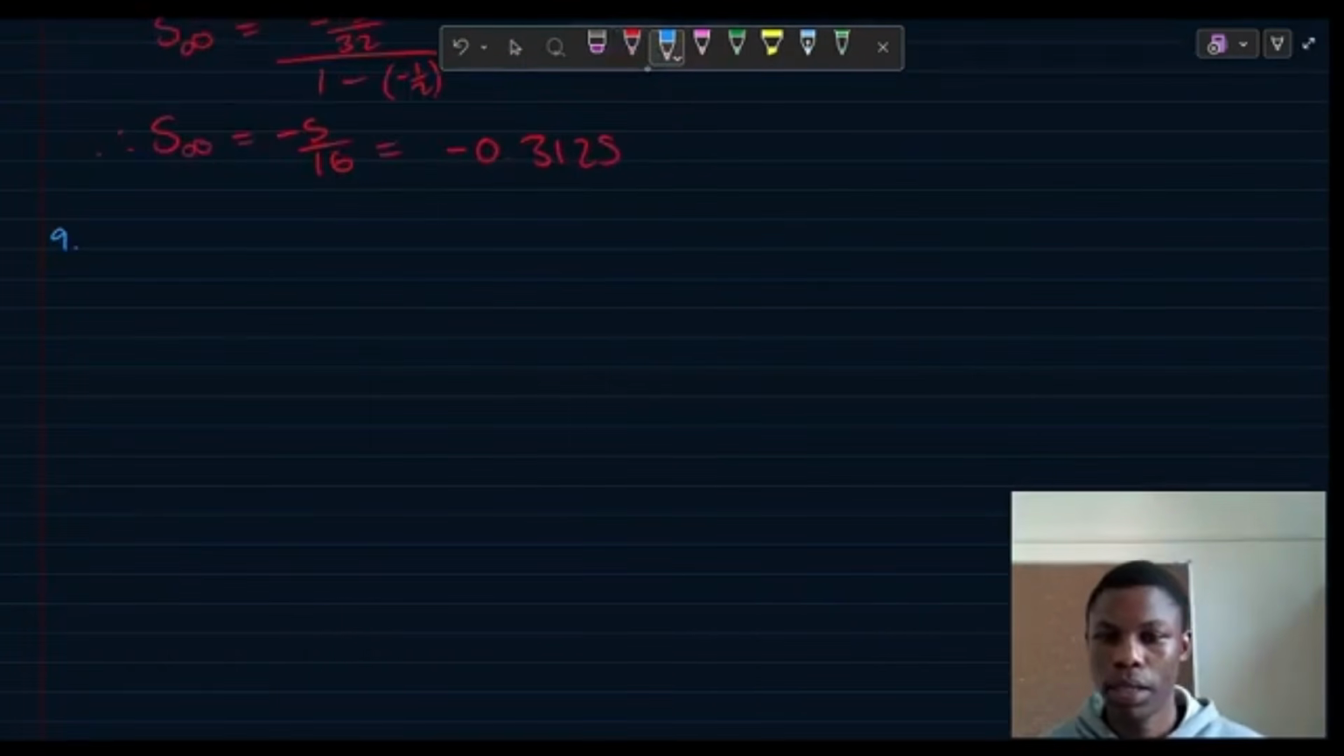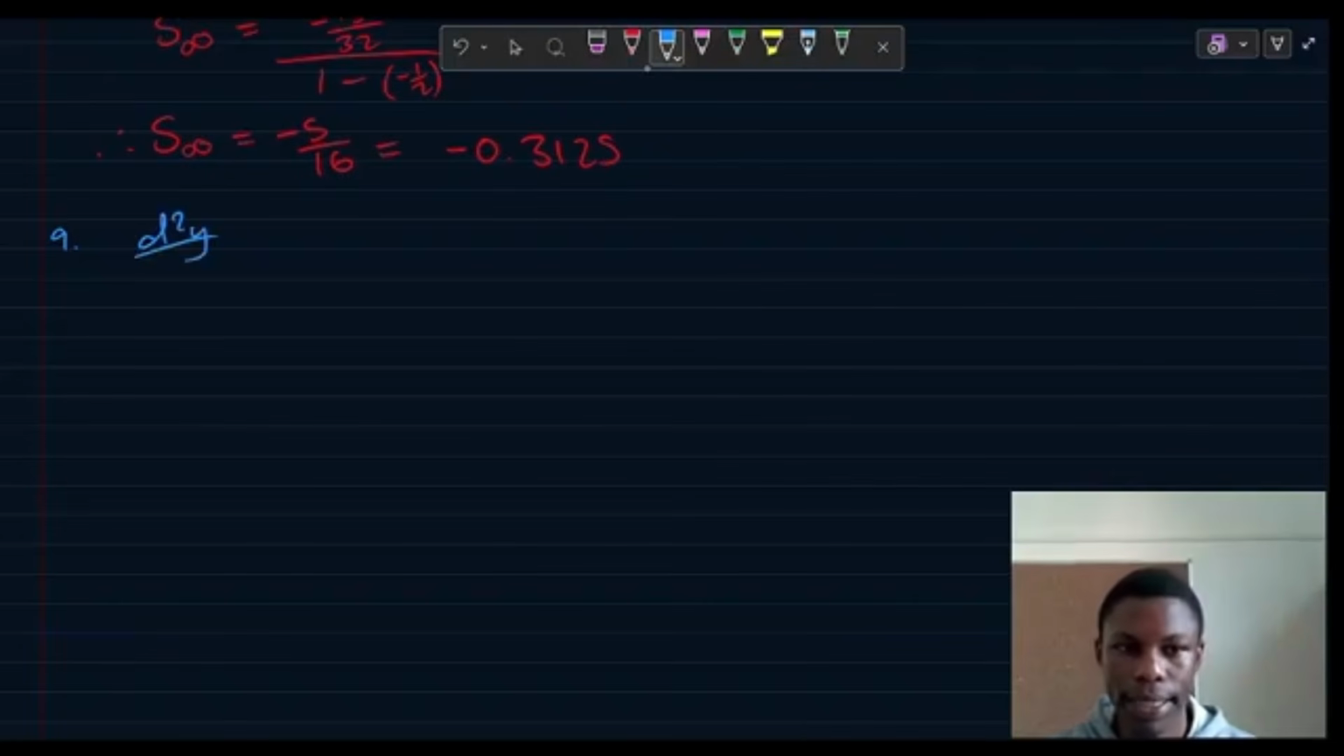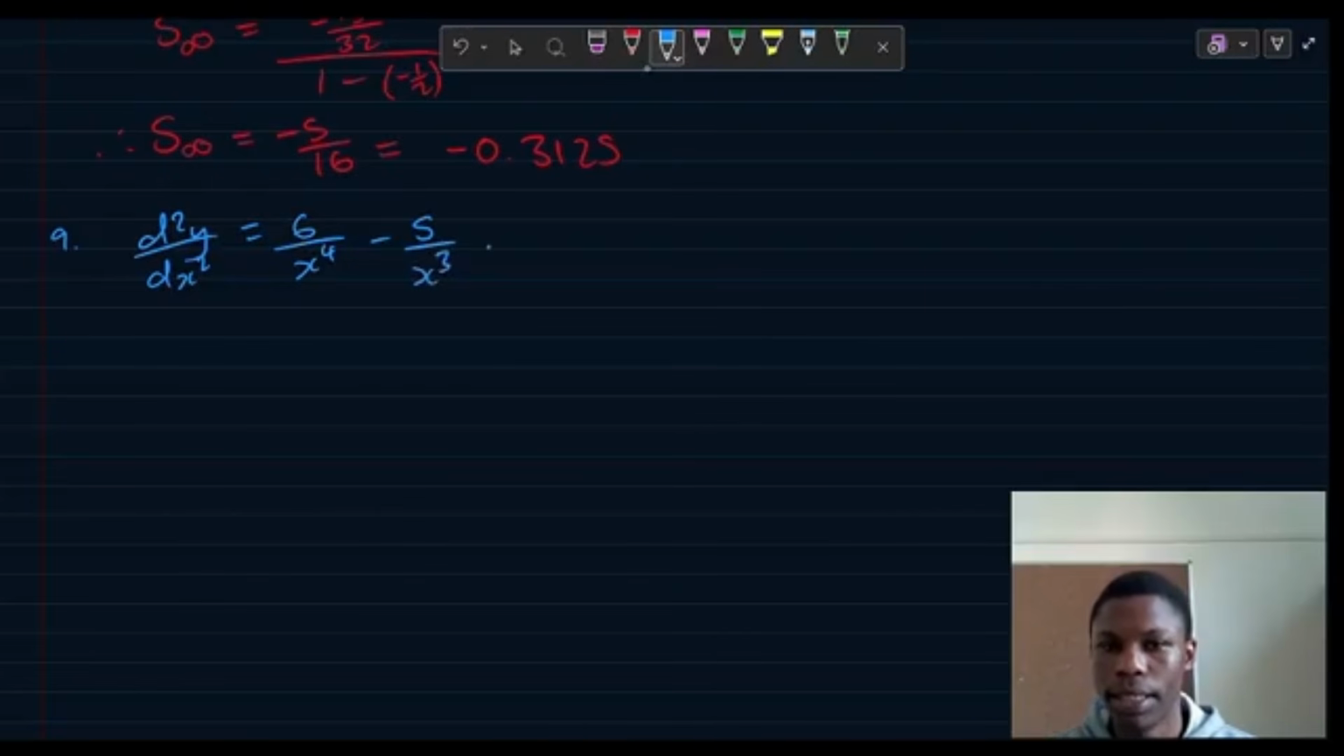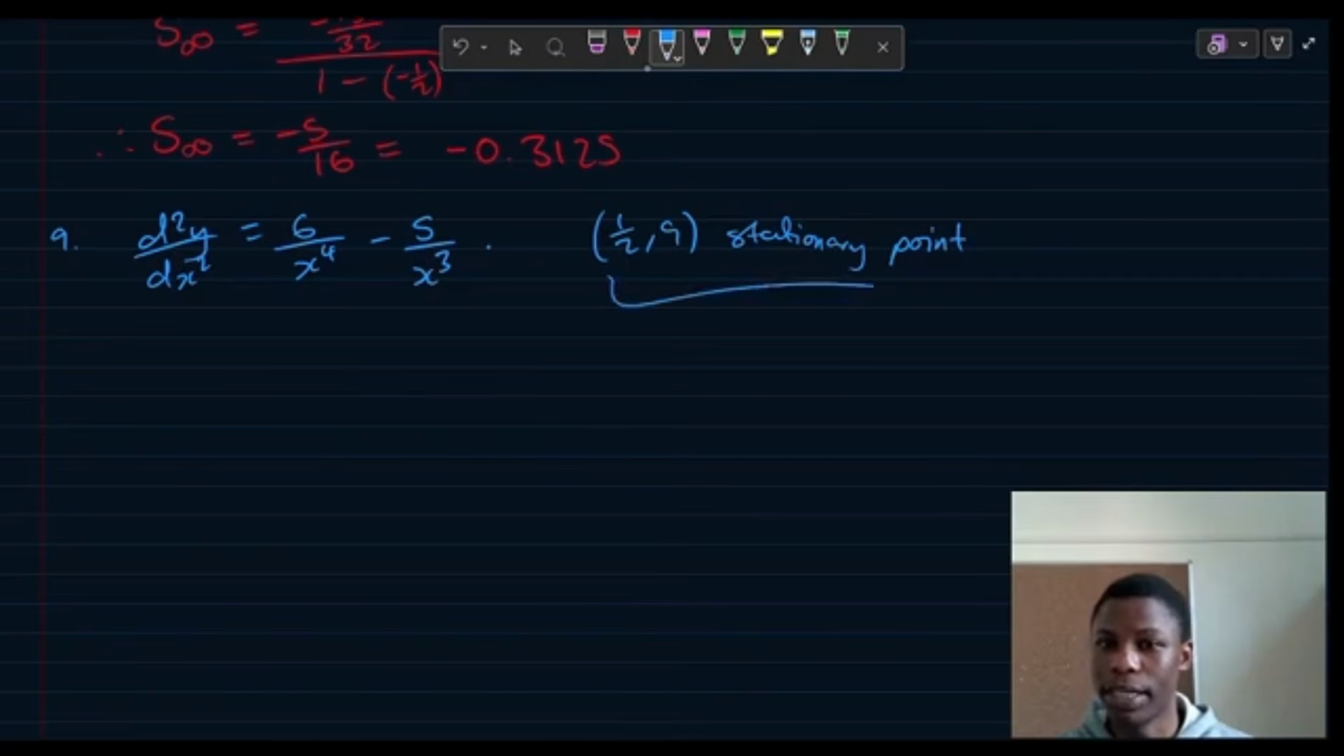Number 9. A curve is such that d squared y dx squared is 6 over x to the 4 minus 5 over x to the 3. It is given that it's got a stationary point at half, 9. That's a stationary point. In my head, I'm already processing. I've seen a stationary point. dy dx has to be 0, right?